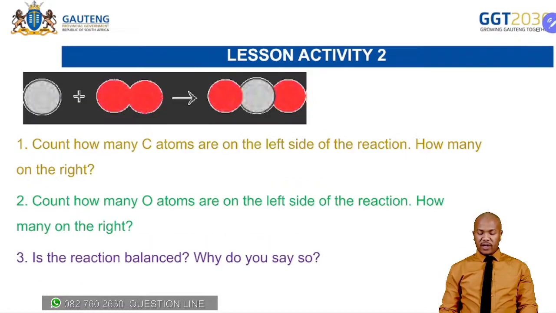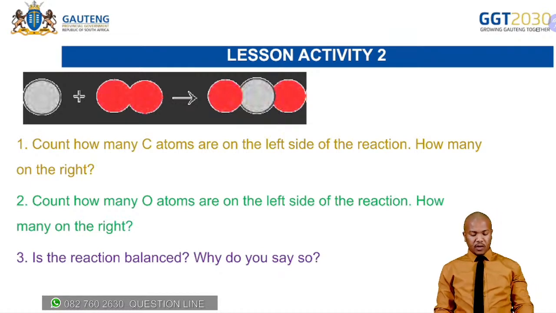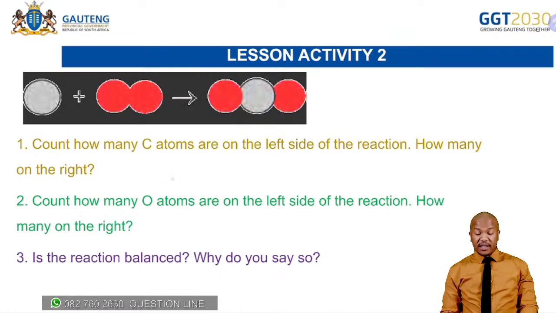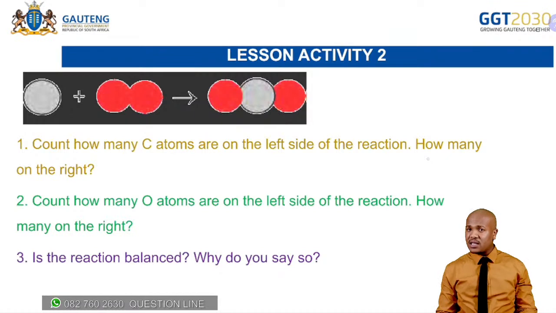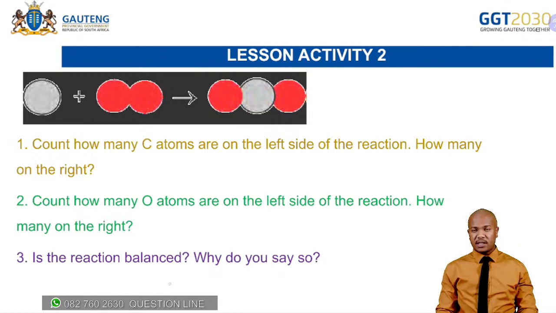Let's look at activity 2. This one is quite short. I'm going to give you 1 minute to complete. Let's go through the questions together first. You have to count how many carbon atoms are on the left-hand side of the reaction and how many are on the right. Number 2, you have to count how many oxygen atoms are on the left-hand side and how many are on the right. Then lastly, you need to tell us whether this reaction is balanced and why you say it is balanced or not. For a minute, let's engage in this activity.